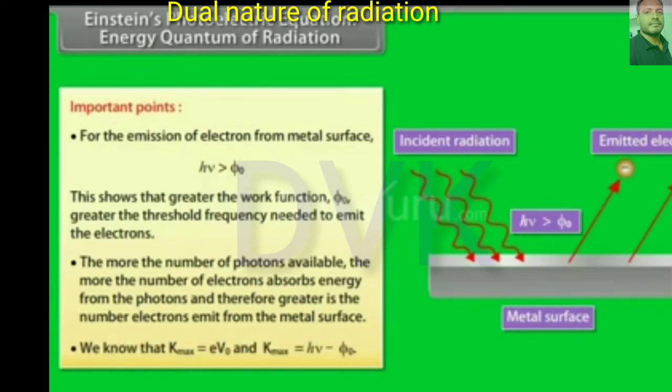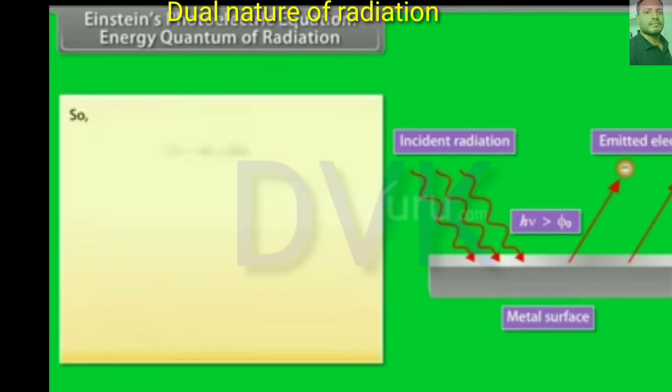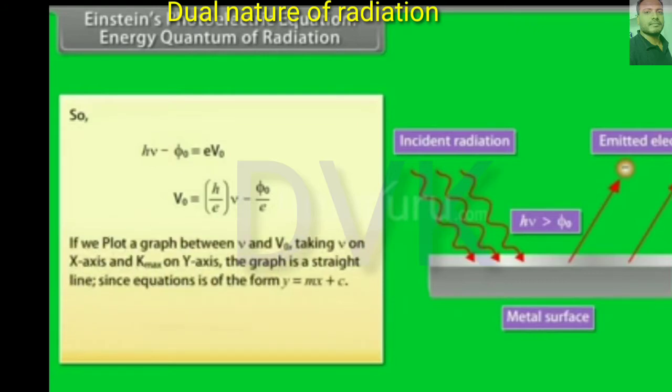Number of electrons emitted from metal surface. We know that K max is equal to e V naught and K max is equal to h nu minus phi naught. So h nu minus phi naught is equal to e V naught. V naught is equal to h by e into nu minus phi naught by e. It is a formula.